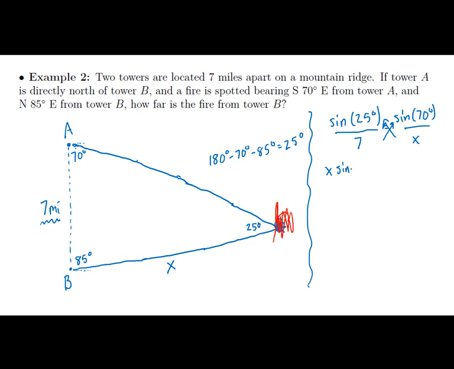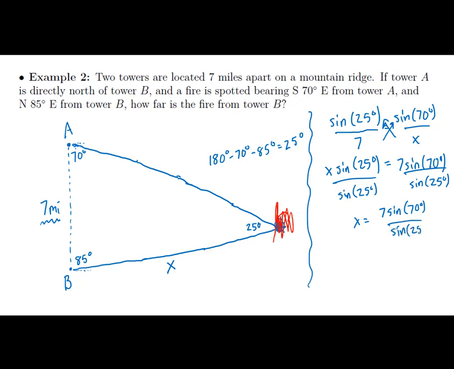And we can do our little cross multiplication there. The sine of 25 degrees times x is equal to 7 times the sine of 70 degrees. And then dividing both sides by the sine of 25 degrees will do the trick for me. So x is equal to this. But of course, we're interested in an approximation, so we can get a nice practical answer for how far this fire is away. And so when we do that computation, we should get about 15.6 miles.